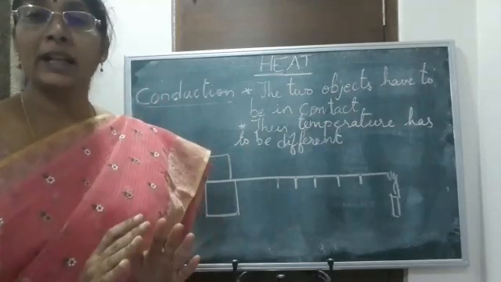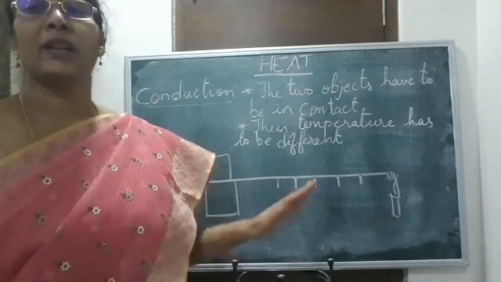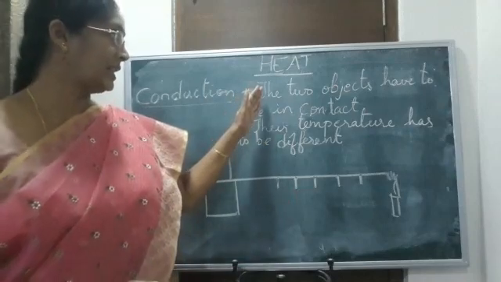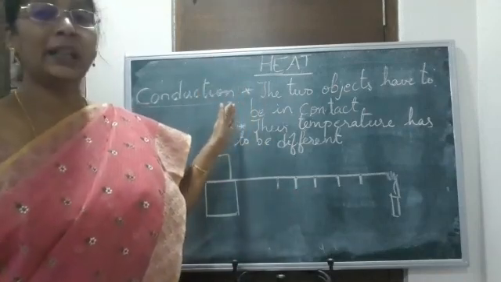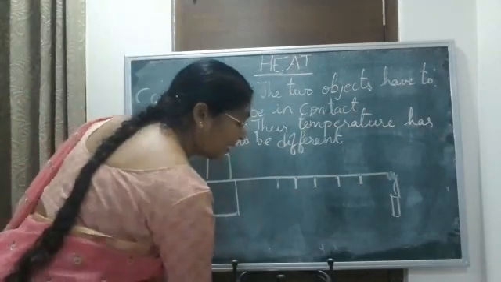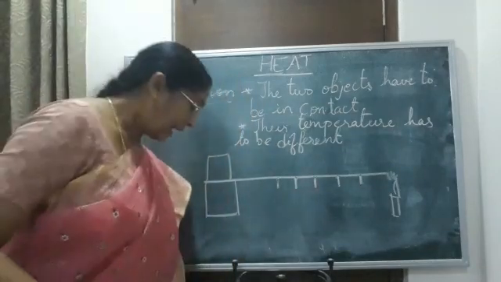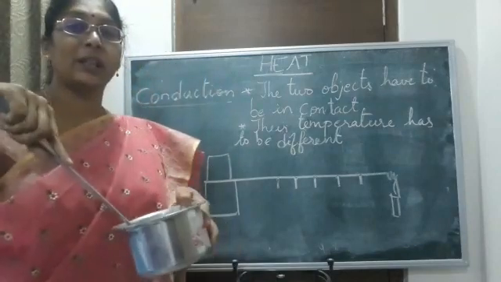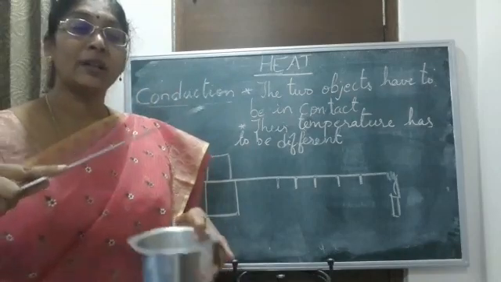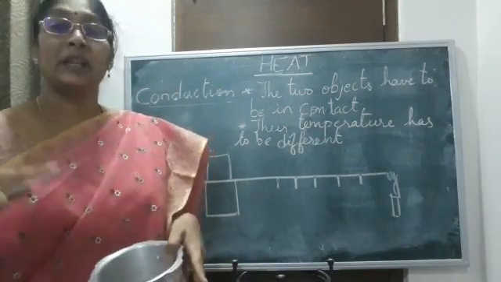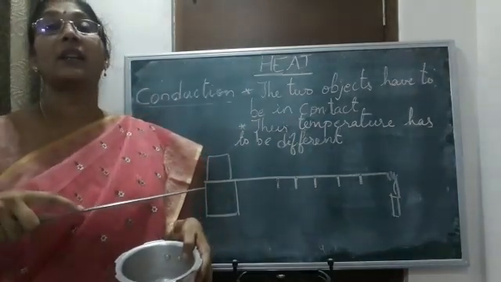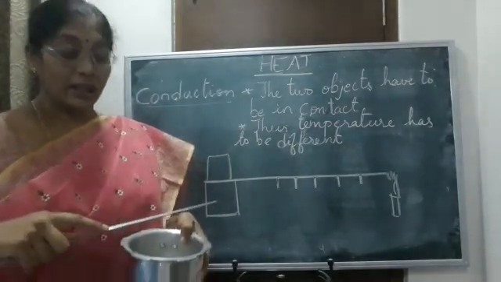If they are not in contact with each other, heat will not be transferred by conduction. Okay? The first important thing is that the two objects have to be in contact. Suppose this is a container, and heat has to be transferred from this to here. If I keep it here at a distance, this will not receive any heat. If it is not in contact, this will not become hot and will not receive heat by conduction.